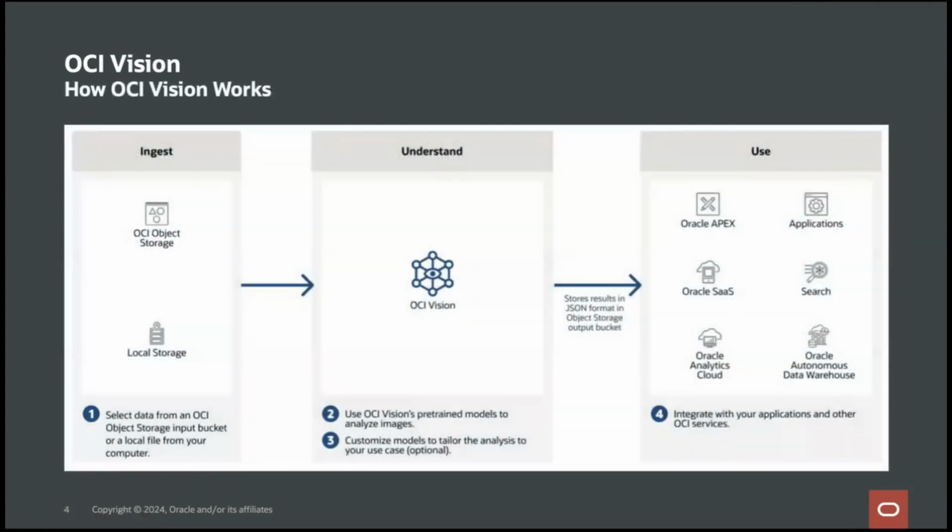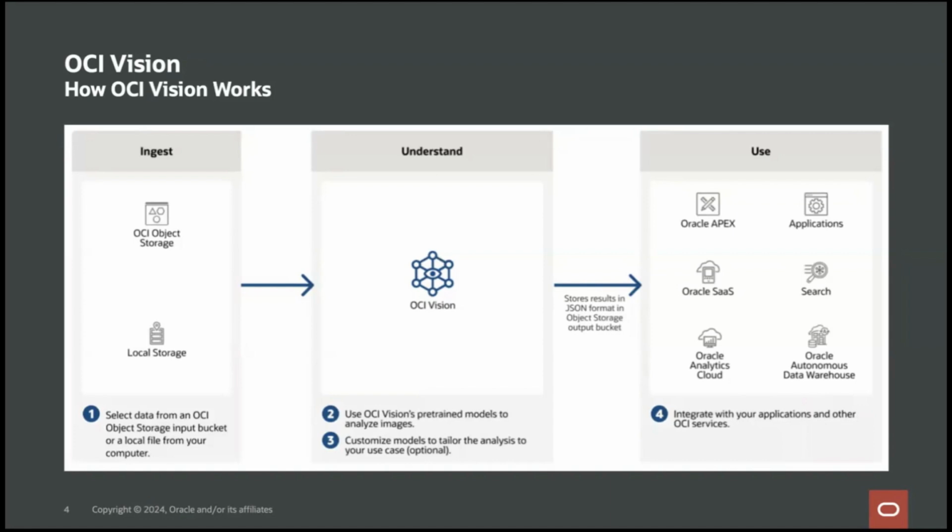This is a quick diagram to show how the OCI Vision service works. As you can see on the left-hand side, you can ingest your images from either our OCI object storage, or you can use your local storage, your local PC or computer, or the directory where your images lie. All those images are then ingested into the OCI Vision service, which contains our pre-trained models or your custom models. The OCI Vision service will do computation on those images and store the result in JSON format in our OCI object storage buckets.